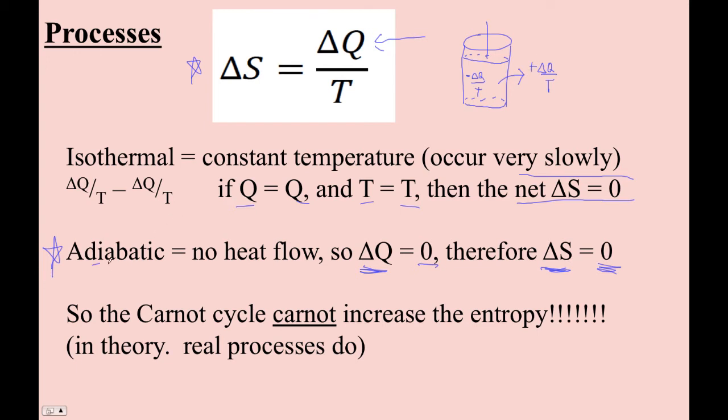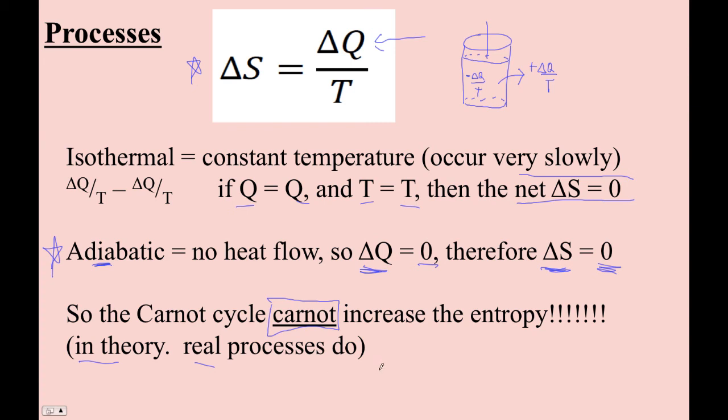Adiabatic processes, though, you can just do very, very quickly. Essentially, no heat flows, so it's actually fairly easy to do a semi-adiabatic process. Since the Carnot cycle is comprised of isothermal and adiabatic processes, it does not increase the entropy. It cannot increase the entropy, in theory. Real processes do.